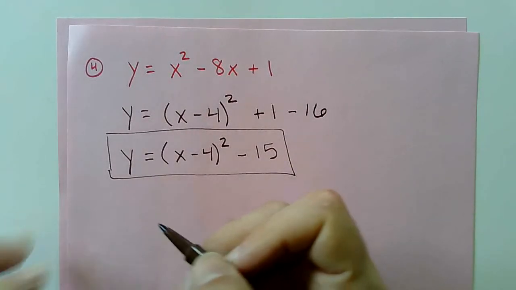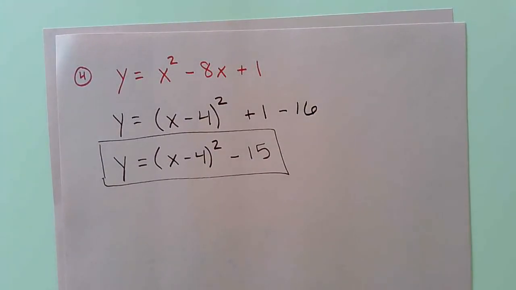So that's kind of the quicker way to complete the square, meaning turning the standard form into that vertex form. Hope this helps.